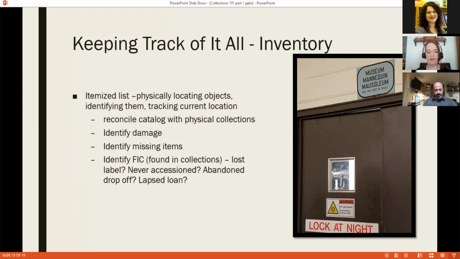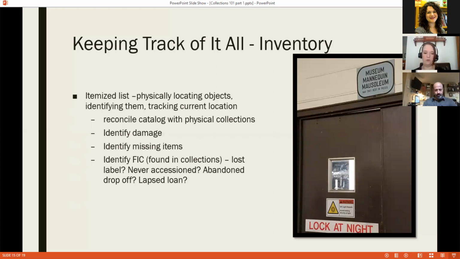You can identify damage at this time. Say you've got a back shelf somewhere with some things that you don't look at very often. You might rediscover some items. You may find things that just weren't in the space that you thought they were.